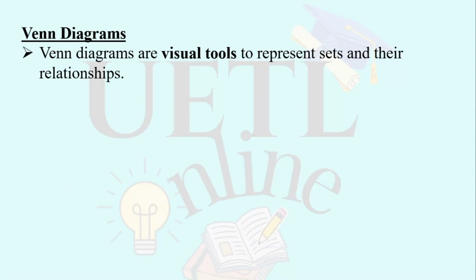Our next concept here is Venn diagrams. Venn diagrams are visual tools. These are diagrams, visual tools to represent sets and their relationships. So given many sets and a universal set, we are able to represent these using Venn diagrams.